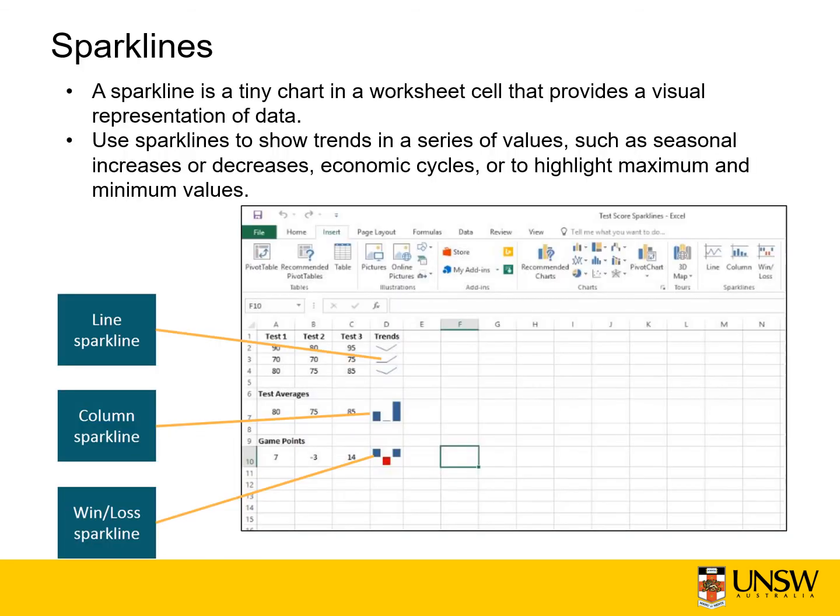The last topic that you will learn in this lecture is a sparkline. A sparkline is a small chart contained in a single cell that displays a visual illustration of the data. There are three types of sparklines, including line, column, and win-loss. In the figure shown on the slide, the line sparkline shows trends over time. For example, you can see each student's trend in test scores. The column sparkline compares test averages, and the win-loss sparkline depicts how many points a team won or lost each game.